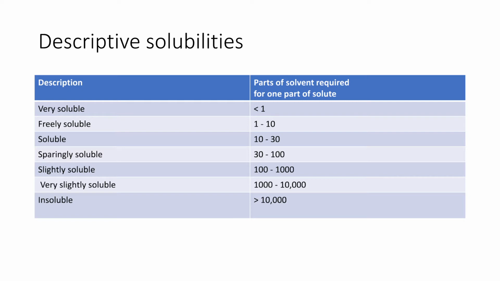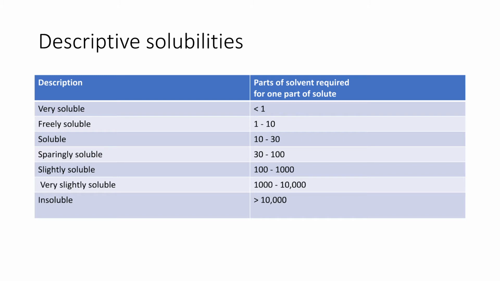When we say freely soluble, it simply means that the parts of the solvent required for one part of the solute range from 1 to 10. Similarly, the values increase. The larger the amount of solvent required to get one part of the solute dissolved, the more the solubility decreases. So when you need a larger volume of the solvent to dissolve 1 gram of the solute, it simply means that the solubility is decreasing. When the parts of the solvent required for one part of the solute are greater than 10,000, it simply means that the drug is highly insoluble.